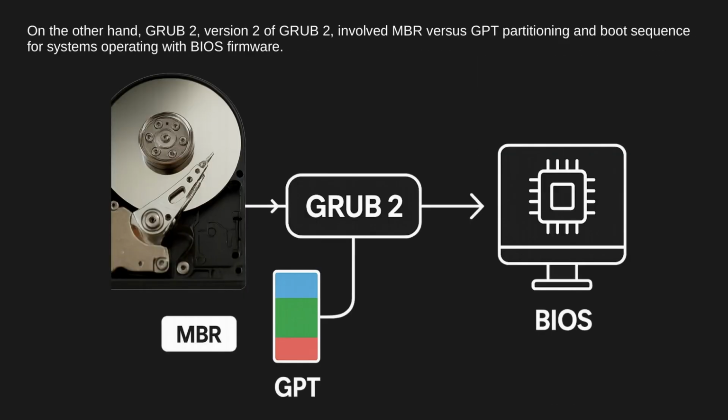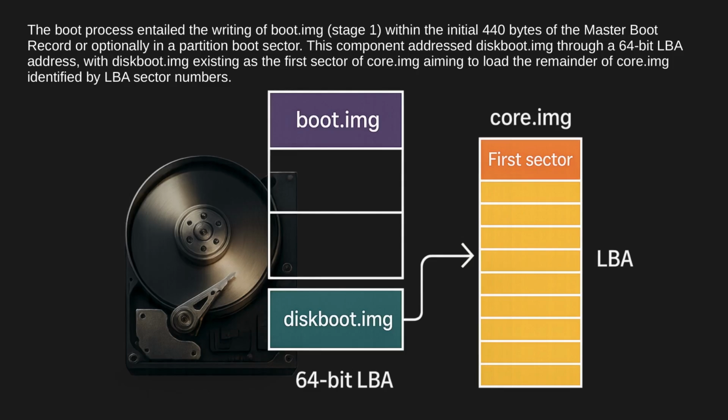On the other hand, GRUB 2, version 2 of GRUB, involved MBR versus GPT partitioning and boot sequence for systems operating with BIOS firmware. The boot process entailed the writing of boot.img, Stage 1, within the initial 440 bytes of the master boot record, or optionally in a partition boot sector. This component addressed diskboot.img through a 64-bit LBA address, with diskboot.img existing as the first sector of core.img, aiming to load the remainder of core.img, identified by LBA sector numbers.